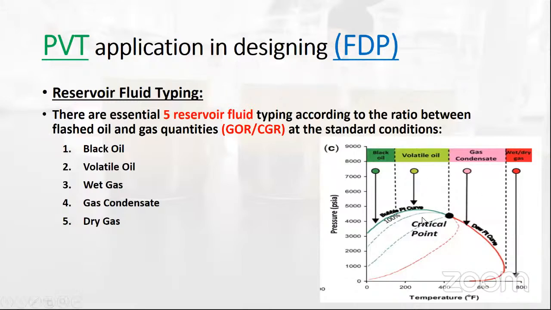Like we have in this graph, the phase plot. The phase plot represents the saturation pressure versus the temperature. We have here the gas condensate and the gas reservoirs. We have here the oil reservoirs. When you are far from the critical point, we can expect that we have a black oil. If you are near the critical point, we can expect that we will have volatile volumetric behavior. For the gas condensate and the gas reservoir, the reservoir temperature is higher than the critical temperature, okay?